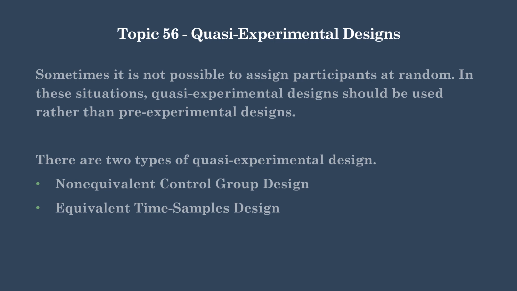Quasi-experimental designs. Topic 56. Sometimes it is not possible to assign participants at random. In these situations, quasi-experimental designs should be used rather than pre-experimental designs. There are two types of quasi-experimental design: non-equivalent control group design and equivalent time samples design.